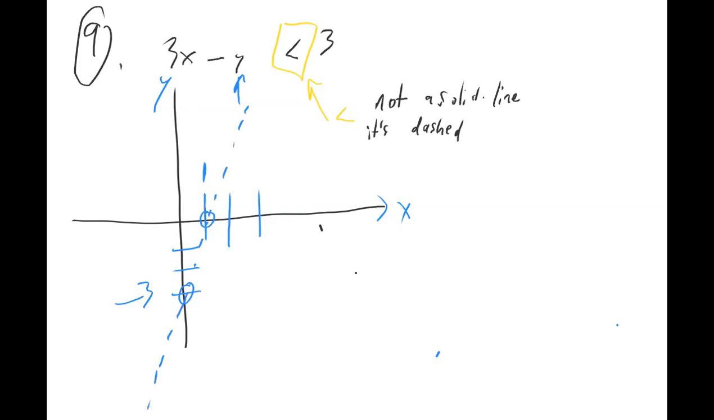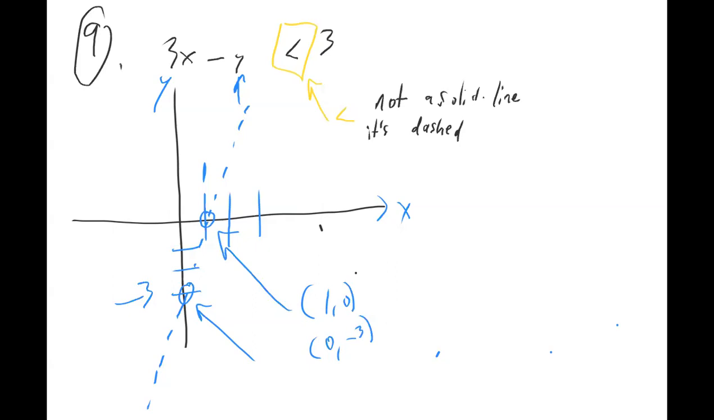So the way you'll really do it is on the computer, you'll just choose the line tool, and then you'll choose the dashed option, and then you'll just plot this point, which is 1, 0, and then you'll just plot this point, which is 0, negative 3. And once you plot those 2 points, it's going to draw the dashed line for you already. Now comes the interesting part. You have to shade the line.